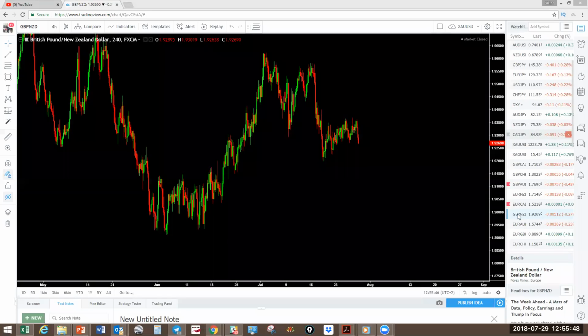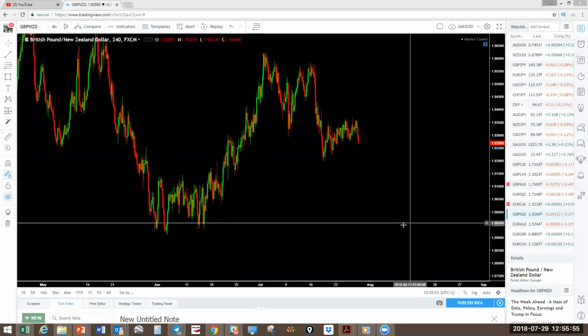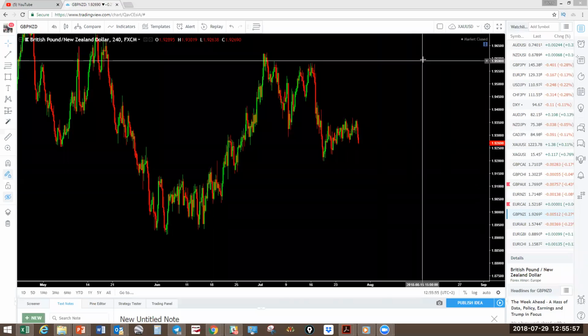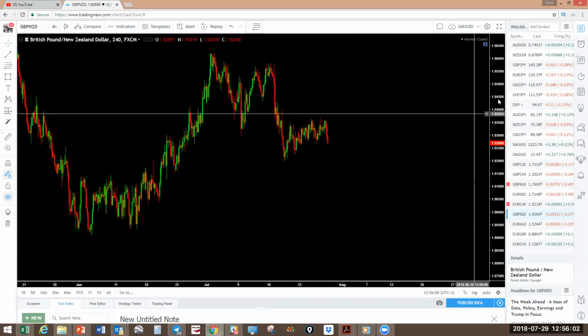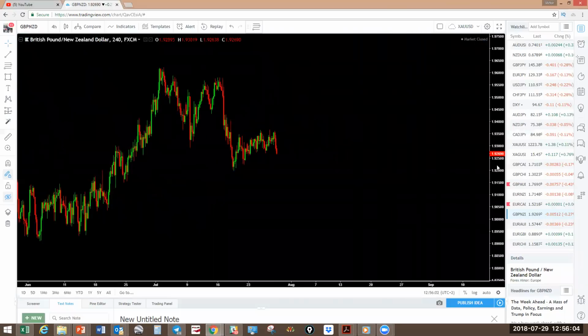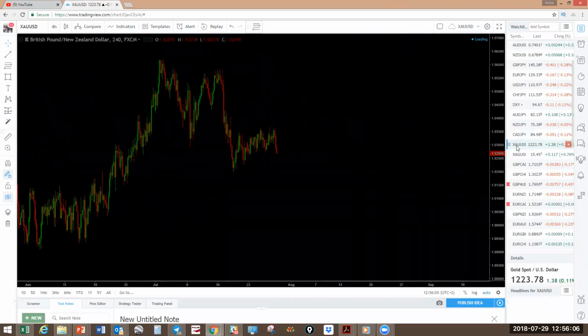Did we do all the pound pairs here? CADCHF, AUD, New Zealand. That's all the pound pairs. Now let's do silver and gold before we do the euros. All right, if I missed any pound pair, you can just let me know. So let's look at gold.